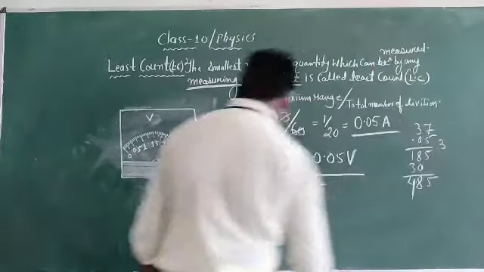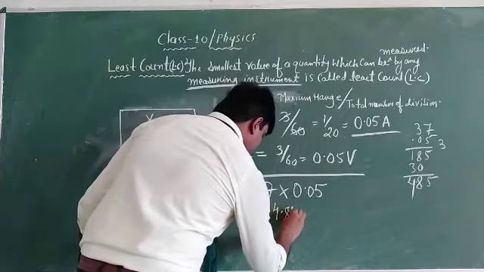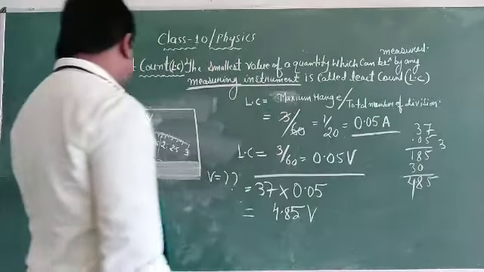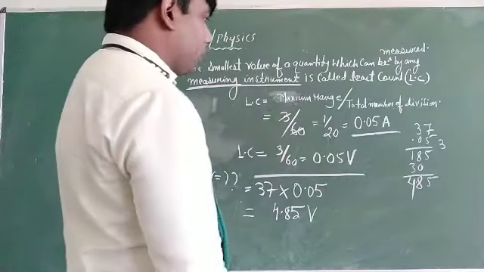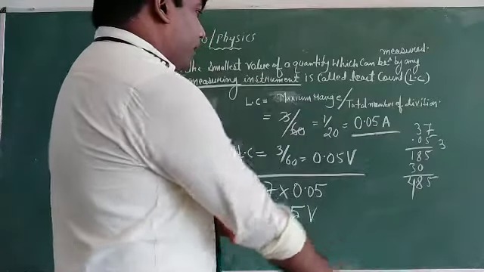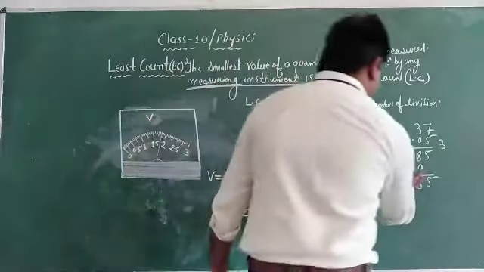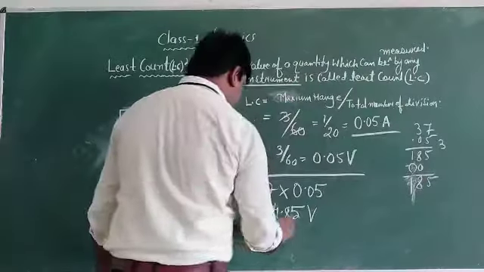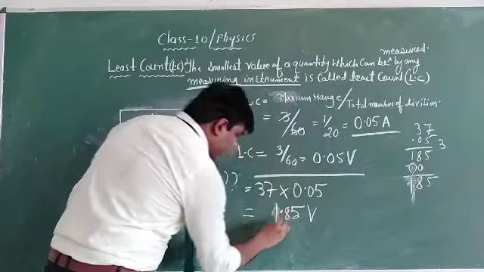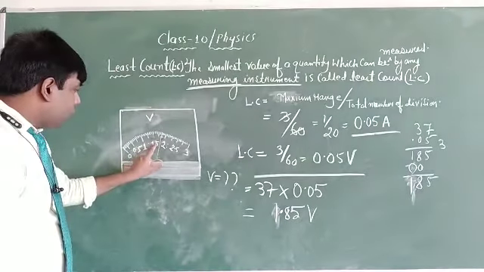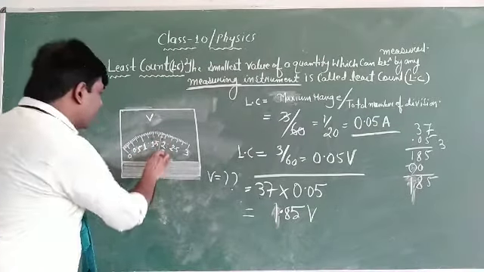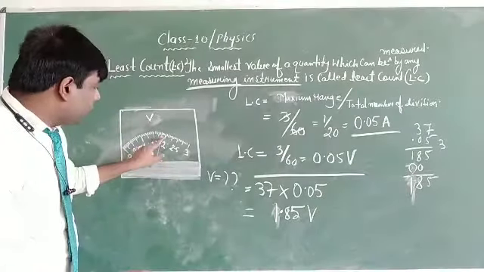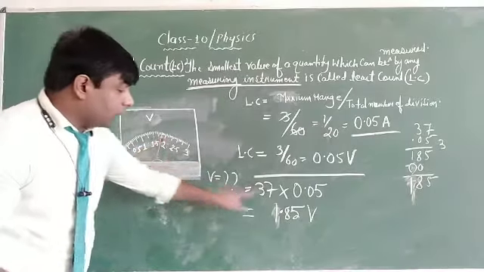Sorry, this is 0.05. 37 into 0.05 is 1.85 volt. Sorry, it will be 1.85. See, the 37th division is between 1.5 and 2, but it is lying on the 37th division, so exactly our value will be 1.85.